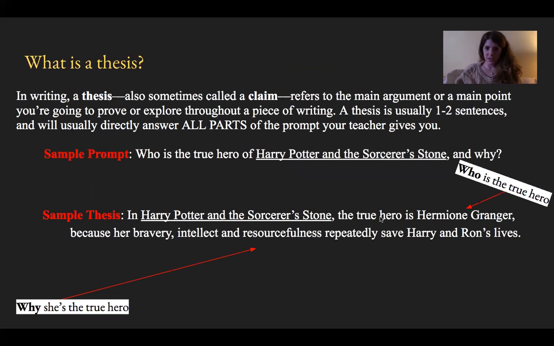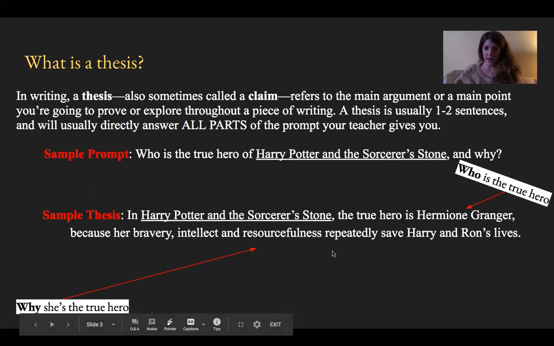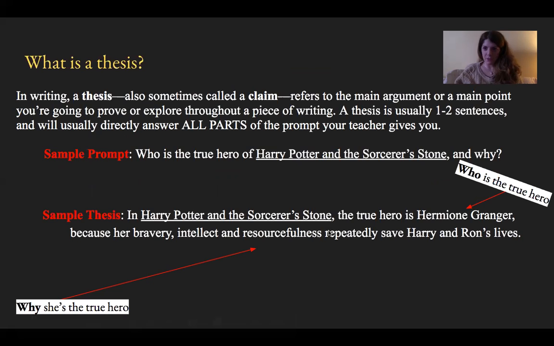So returning back to the sample thesis that we had in response to the prompt about Harry Potter, we see that we have a very clear response to the who and the why that were asked, and it answers all parts of the prompt. It's also something which someone could disagree with. Someone might say that the true hero is Harry, for example. I mean, his name is the one in the title. Someone might say it's Ron. Someone might say it's Neville. Someone might say there is no true hero. It's a totally collaborative effort. But here, there's a clear argument that someone might agree with or disagree with.